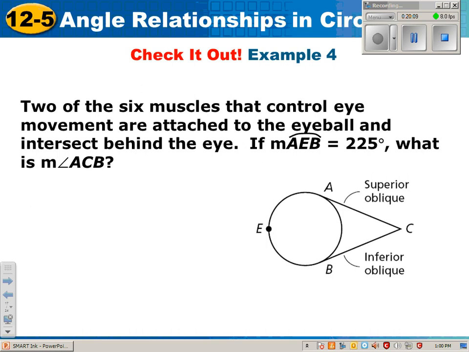2 of the 6 muscles that control eye movement are attached to the eyeball and intersect behind the eye. If the measure of arc AEB, so which arc are we talking about? Bigger one. So major arc, AEB. Okay, that is 225 degrees. What is the measure of angle ACB? So where's the angle? Outside. So we're going to do 1/2 of what? 225 minus, how are we getting that other arc?